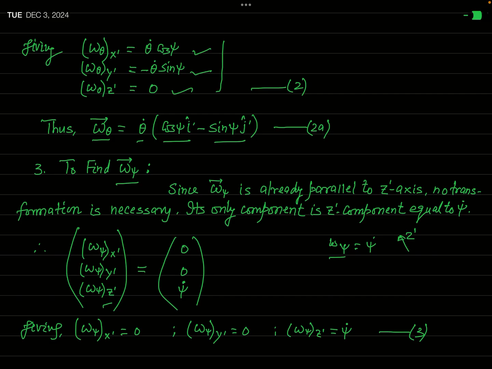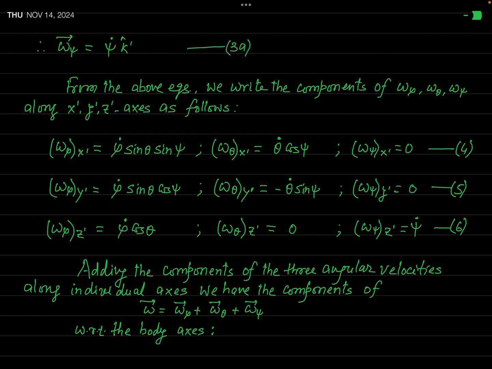So all its x and y components will be 0. So this is 0 and this is 0. And therefore here you can see that omega psi x dashed is 0, omega psi y dashed is equal to 0, and omega psi z dashed is equal to psi dot. And in this case omega psi is completely along the k dashed vector, that is the z dashed axis, and so this is psi dot k dashed.